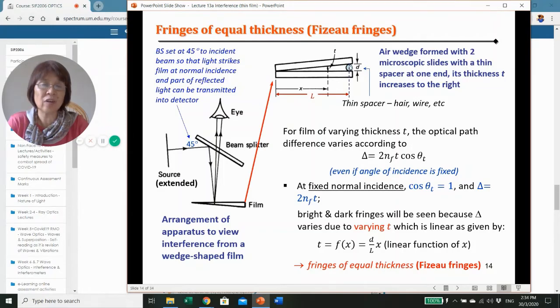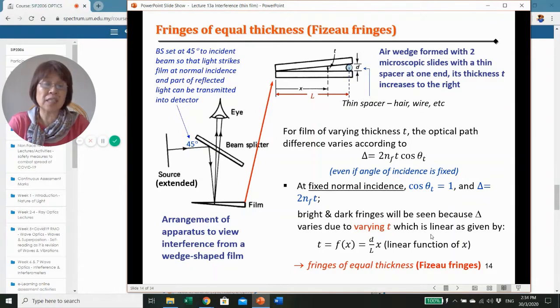Roughly, if we take this gradient to be d over the full distance L here, then we will have the thickness t at the position x from this end of the wedge being equal to the gradient d over L multiplied by x. So basically the thickness is a linear function of x. So t varies linearly. All right, then let's look at how we get the interference fringes, which will have equal thickness.